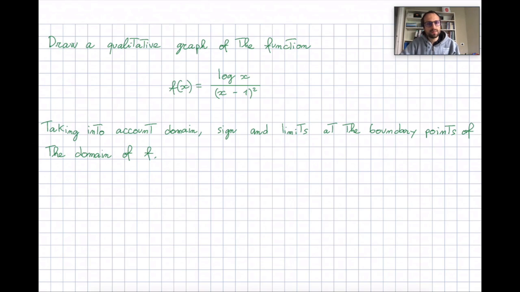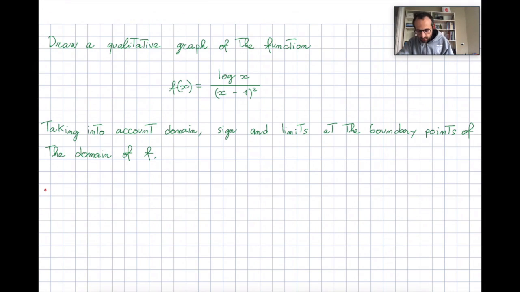Welcome to this video. In this video, we are going to draw the graph of the function that you see here on the screen, and we're going to take into account the domain of the function, the sign, and limits at the boundary points of the domain of f. And once we have collected all these pieces of information, we are going to draw a qualitative graph of this function f. So let's start.